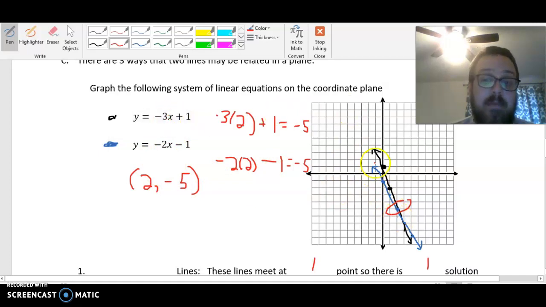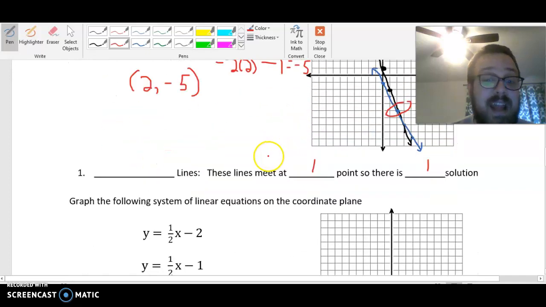That's one thing that can happen. Basically, I graph them, I see they touch, and I go, okay, cool, there's my answer. That's what I'm looking for. That's what's going to happen a really large majority of the time. However, there are some other weird things that can happen sometimes.